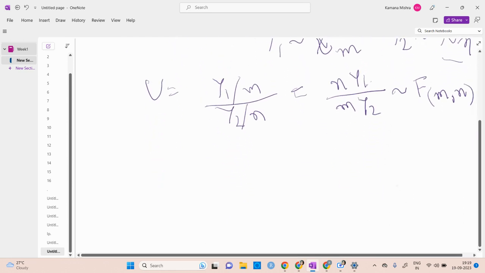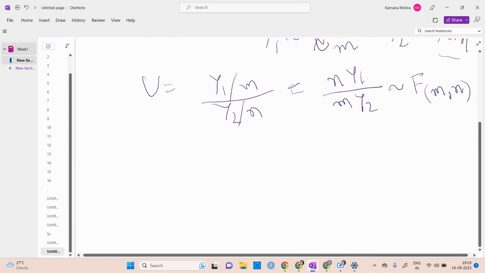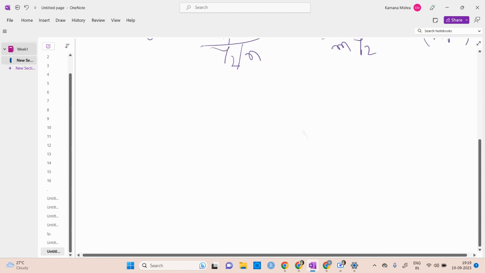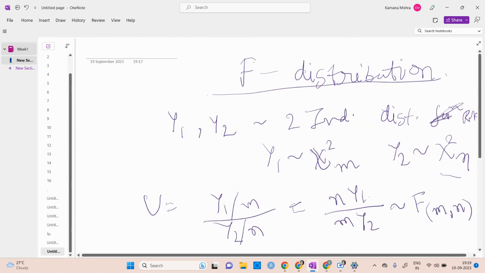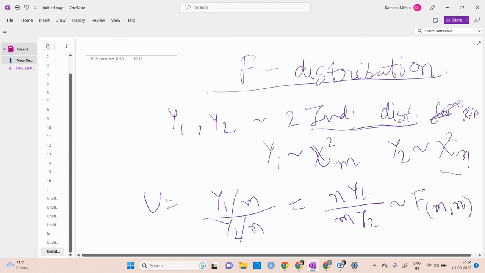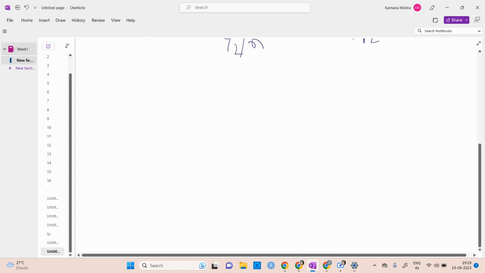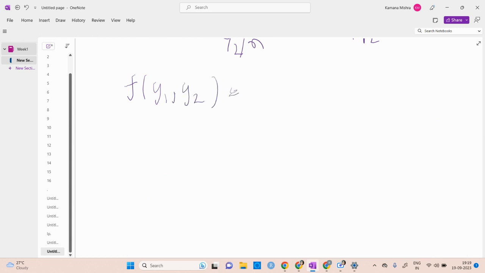And I think here we can use the transformation I was talking about. Firstly, since Y1 and Y2 are independently distributed, whenever something is independently distributed, f of (y1, y2) will be equal to f of y1 times f of y2. Both are chi-square distributions.